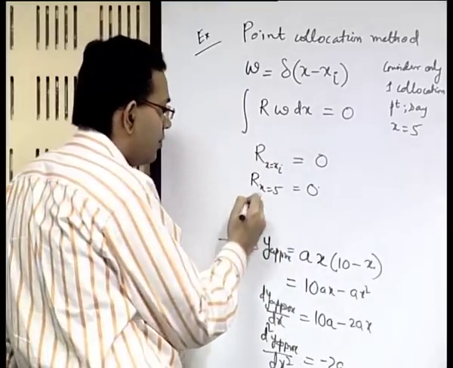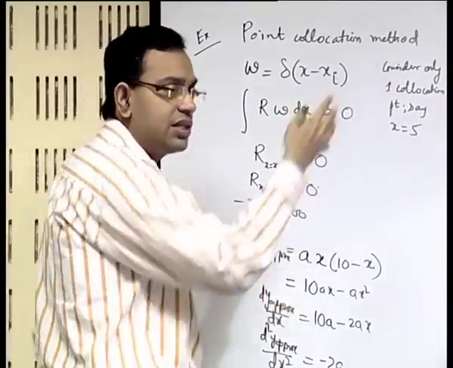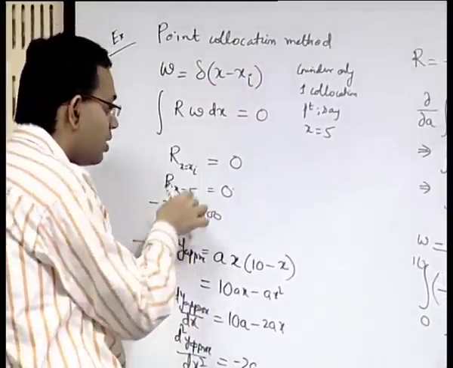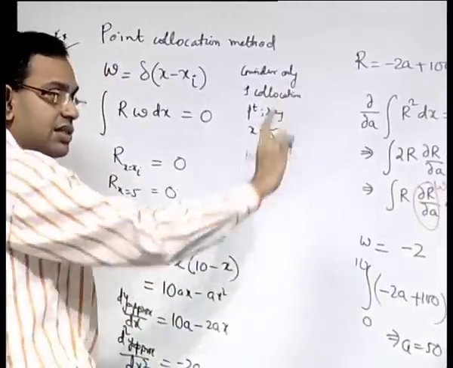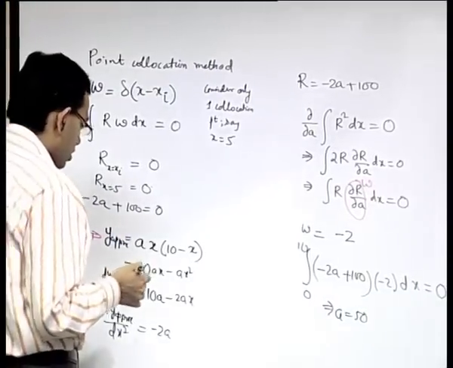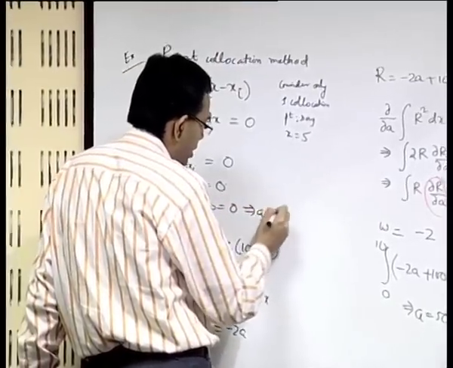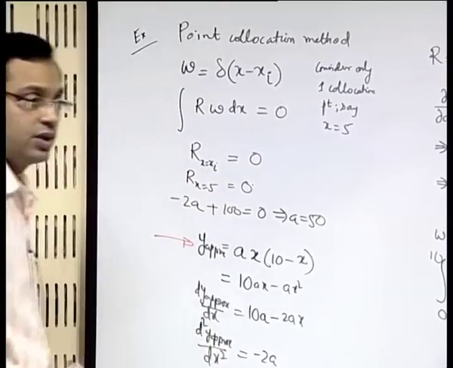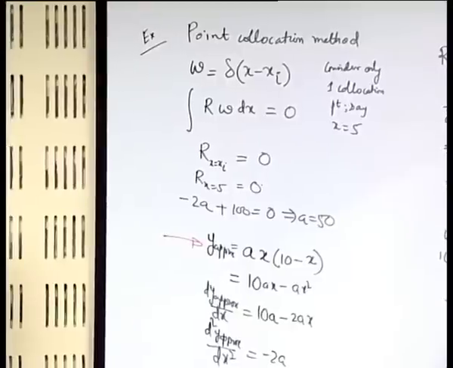So, that means you have minus 2a plus 100. Here r is a function which is not a function of x, so it does not matter what the choice of your collocation point is, but that is because of this very special simple example; otherwise r could itself depend on x. So, minus 2a plus 100 equal to 0, that means a equal to 50. So, this has given the same solution.